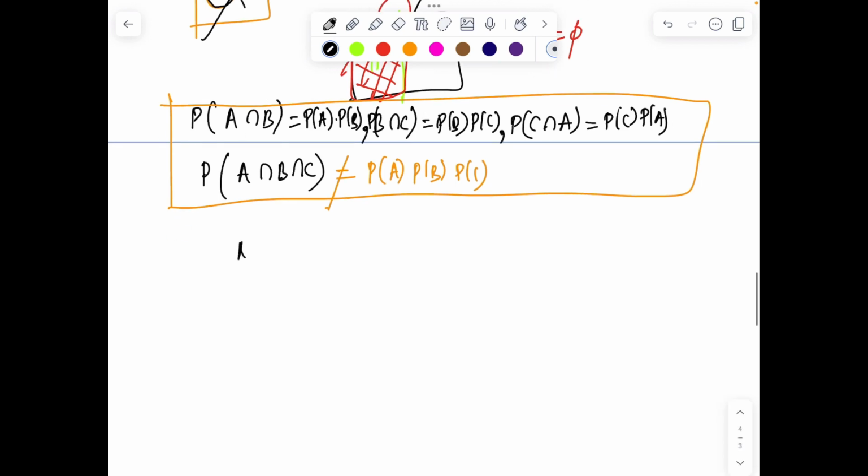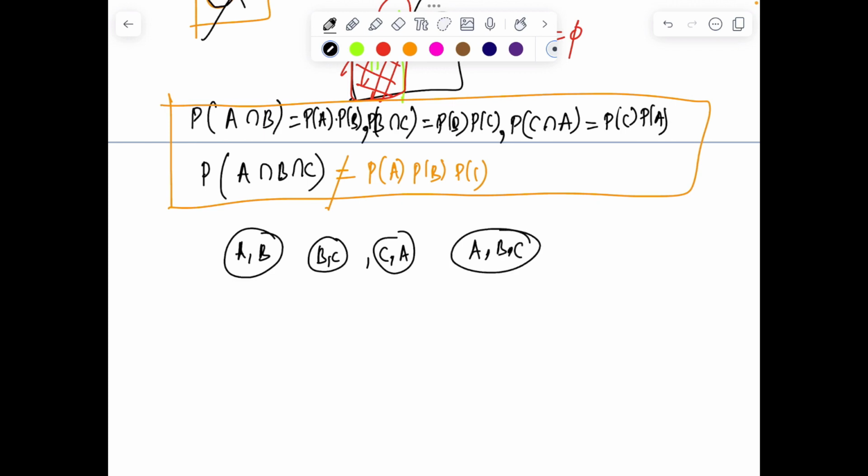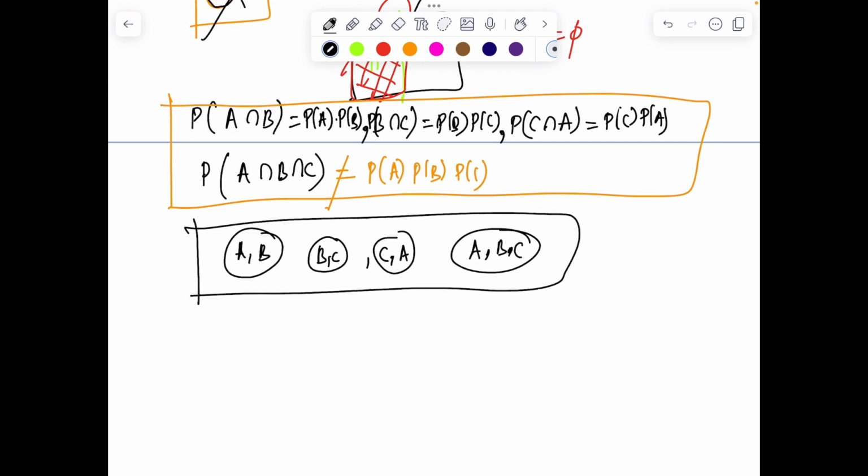Now if the entire system, meaning AB, BC, CA and ABC, where ABC means the probability of occurrence together is the probability of occurrence separately multiplied, if this entire system becomes independent, then we have attained a universal independence in ABC. So just pairwise independence does not guarantee the universal independence of it. I hope this is clear.